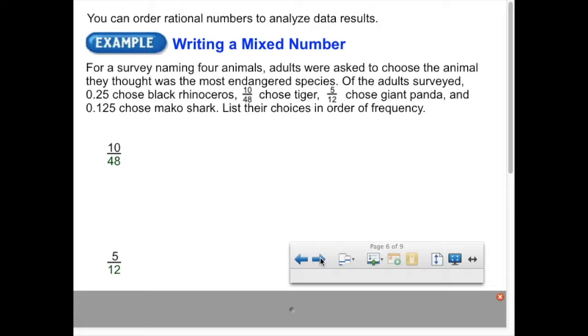Okay, moving along. I'm not going to do this one because it's the same skill I showed you earlier: converting from a fraction to a decimal so you can compare your numbers. You go ahead and do that on your own. I'm going to go to the end of the lesson.